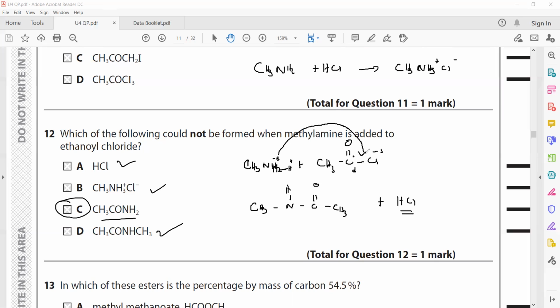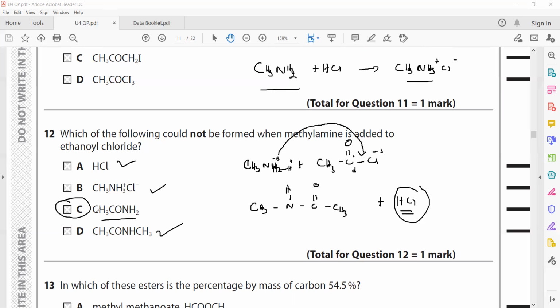So partial negative replaces partial negative. So it will be CH3NHC double bonded with O and CH3. That forms an amide, plus HCl will be there. And HCl is an acid, it can react with another molecule of methylamine, resulting in the formation of a salt. So these three products are possible.